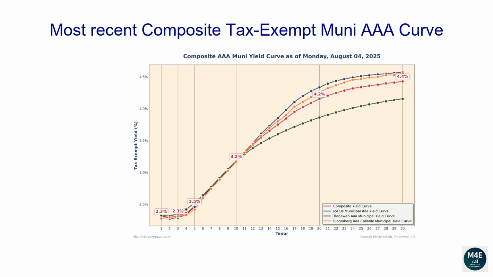The following composite tax-exempt yield curve is based off the most recent ICE, TradeWeb, Bloomberg yield curves that are available on the AAA-MSRB website as of August 4th, 2025. The one-year composite tax-exempt yield is 2.31%. The two-year yield is 2.29%. The three-year yield is 2.32%. The five-year yield is 2.47%. The 10-year yield is 3.17%. The 20-year yield is 4.15%. The 30-year yield is 4.43%.